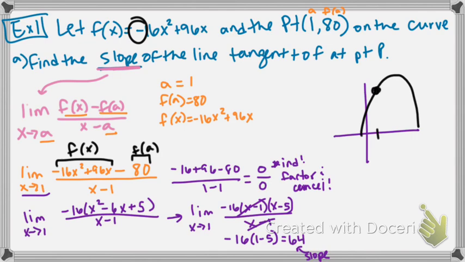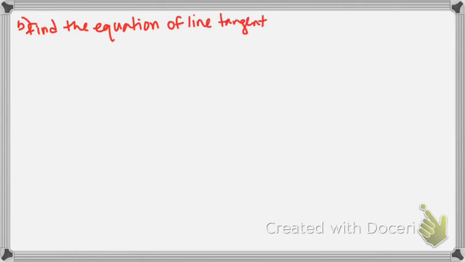And we have this point. Now what we just found was the slope of the tangent line. And so if I were to draw the tangent line, that does have a pretty steep slope. So now I want the whole equation for that line. Okay, part B. Find the equation of the line tangent to F at the point 1, 80.